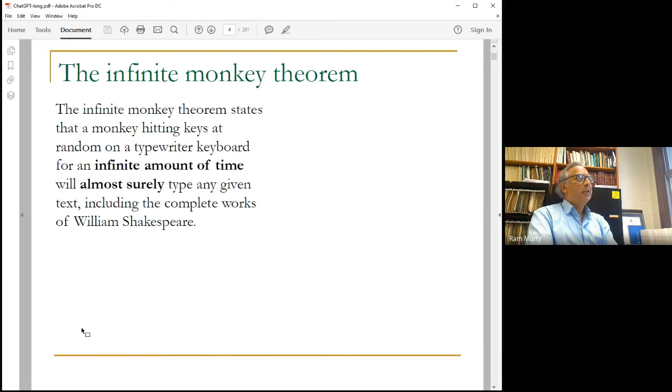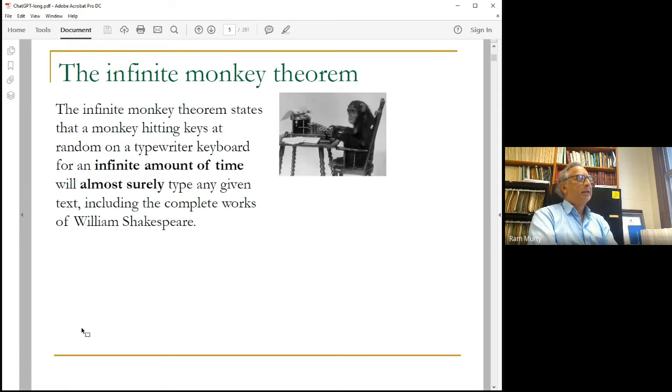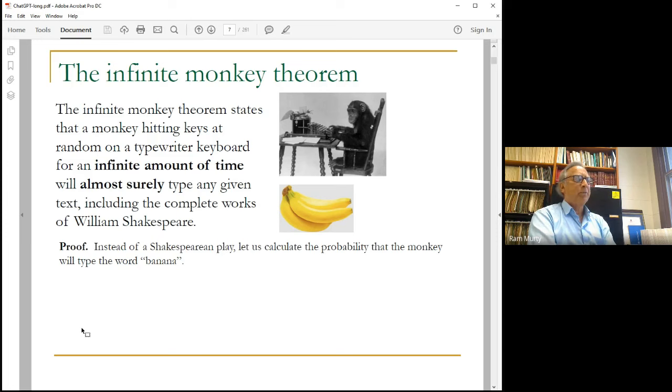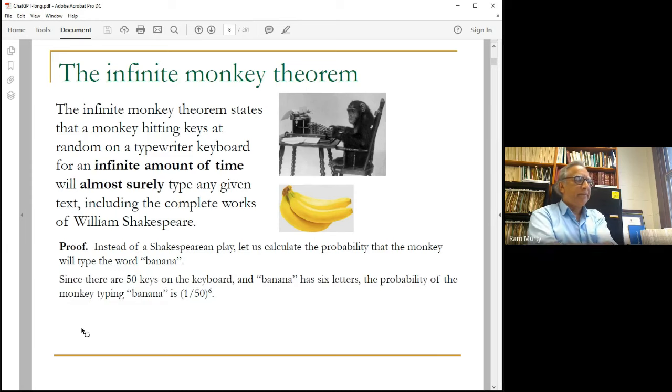The infinite monkey theorem states that a monkey hitting keys at random on a typewriter keyboard for an infinite amount of time will almost surely type any given text, including the complete works of William Shakespeare. So instead of a Shakespearean play, let's calculate the probability the monkey will type the word banana. Now, there are 50 keys on the keyboard, and banana has 6 letters.